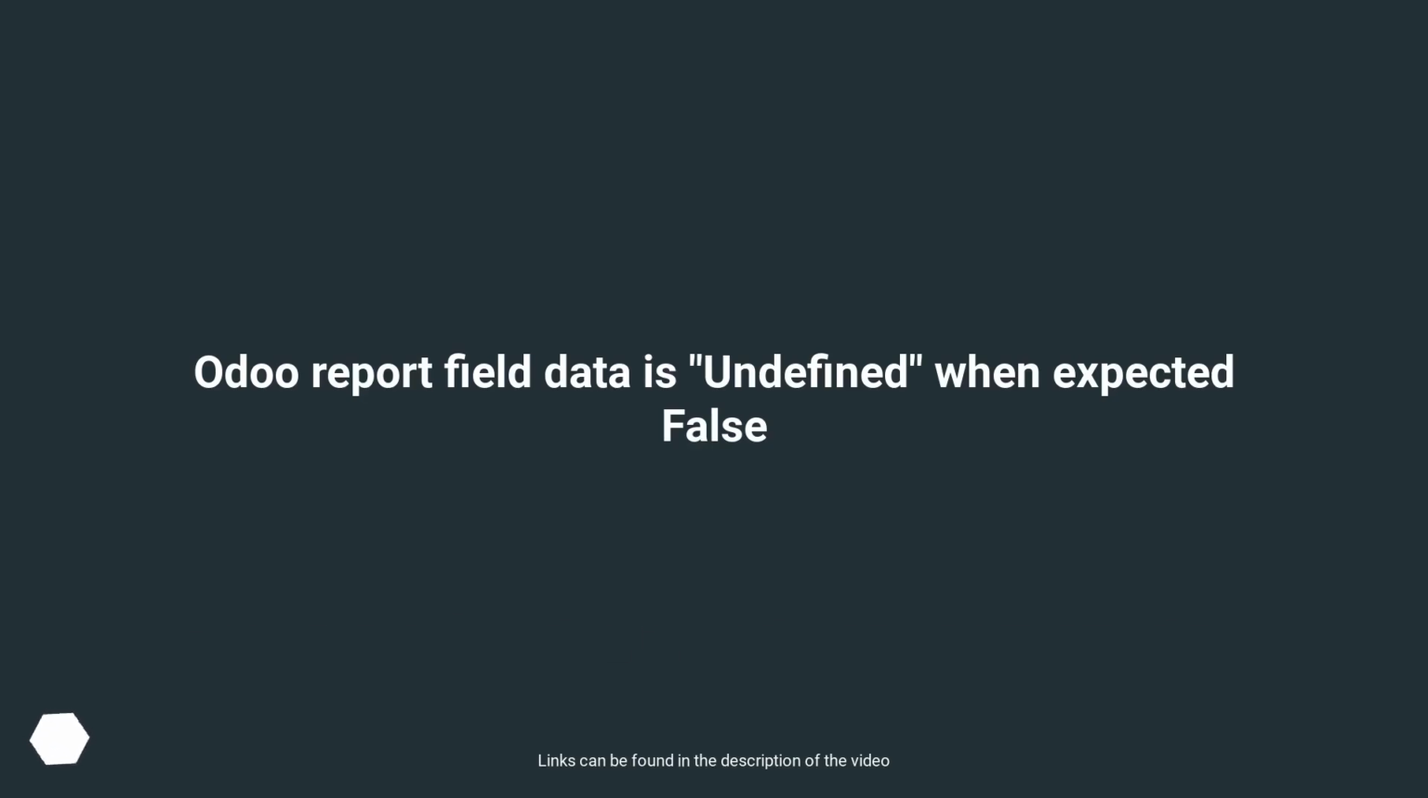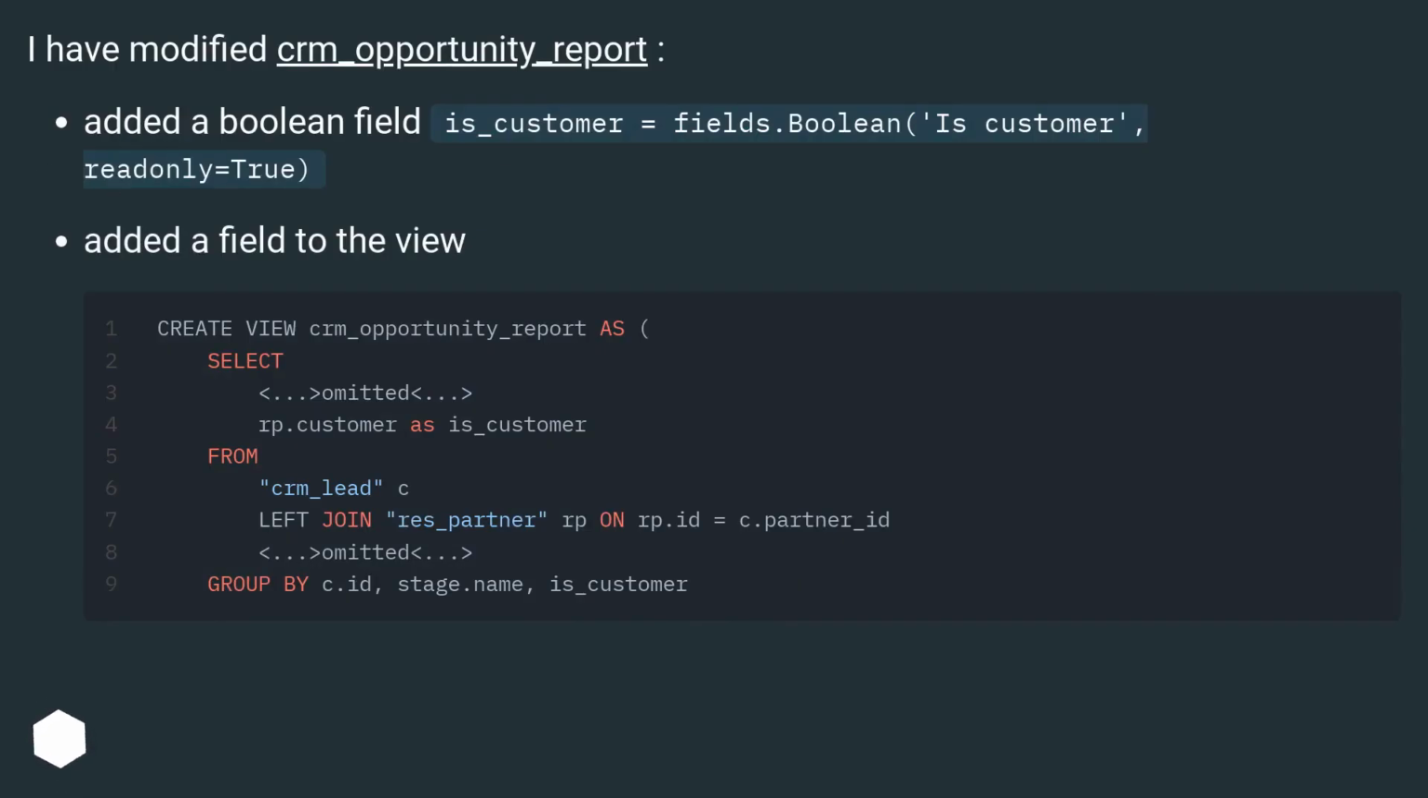Odoo report field data is undefined when expected false. I have modified crm_opportunity_report. Added a Boolean field is_customer = fields.Boolean, is customer, readonly=True. Added a field to the view.